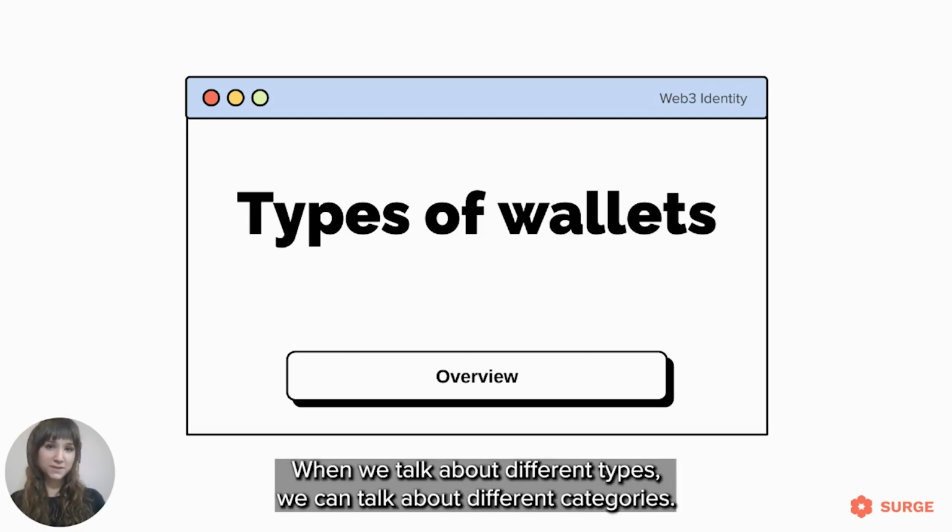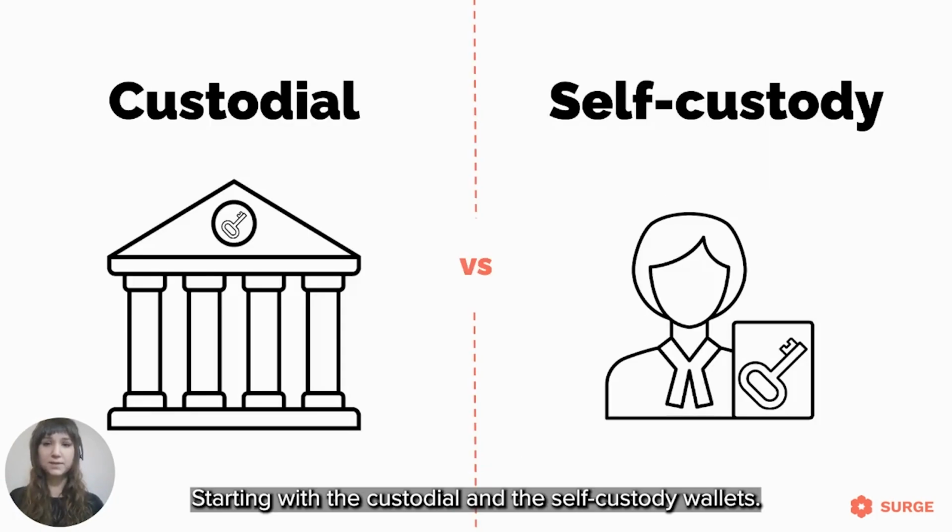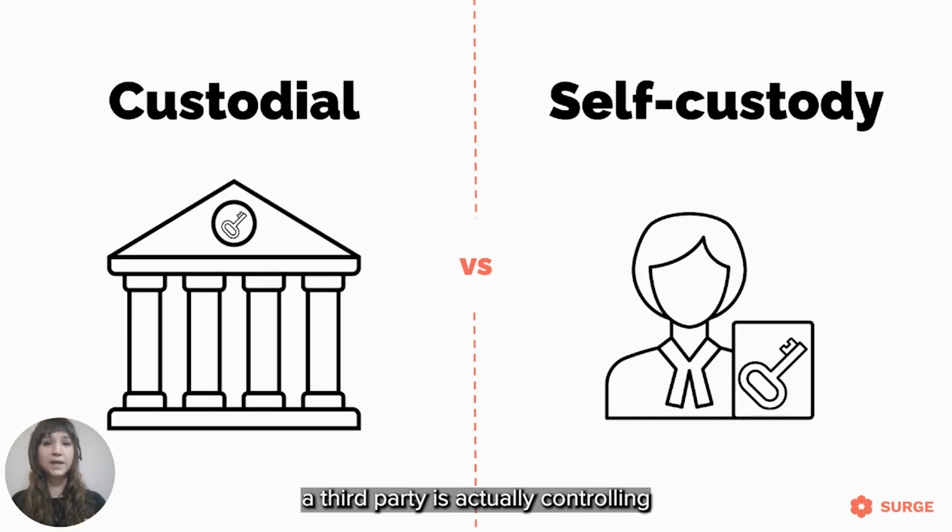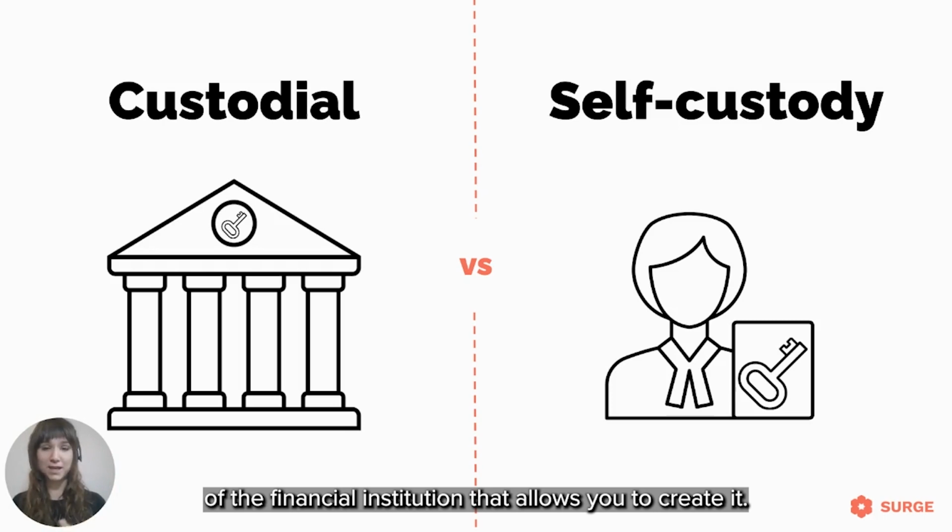When we talk about different types, we can talk about different categories, starting with the custodial and the self-custody wallets. The custodial ones is when an organization, an entity, a third party is actually controlling your account, your wallet, and your funds. You can think of it as a regular bank account, which is in almost full control of the financial institution that allows you to create it.